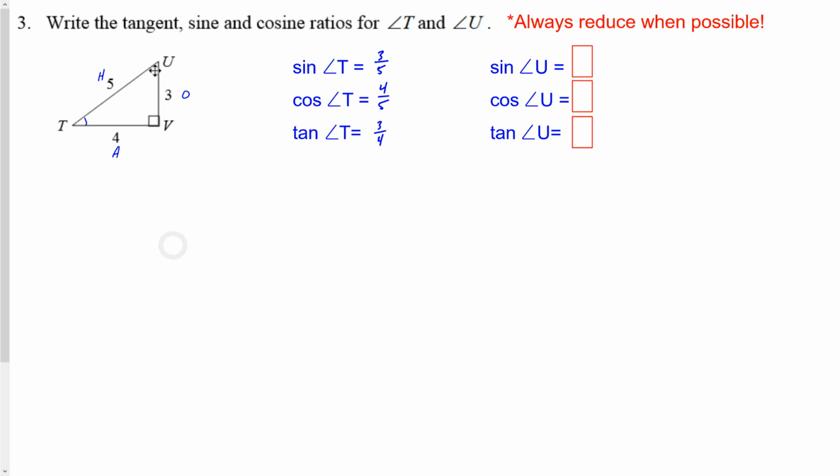If I'm working from angle u, the hypotenuse would still stay the same, but now the 3 is the adjacent side and the 4 is the opposite. So sine, being opposite over hypotenuse, would be 4/5 this time. Cosine would be 3/5. Tangent would be 4/3.